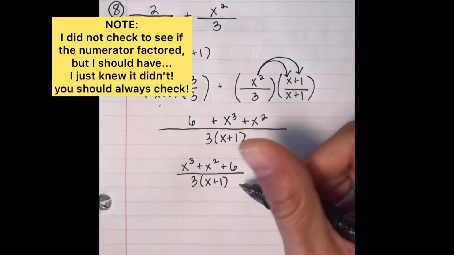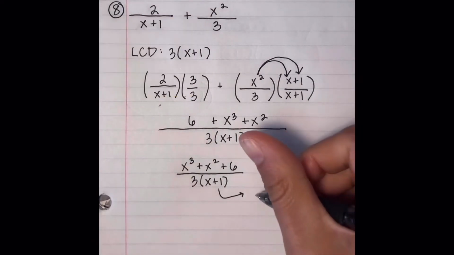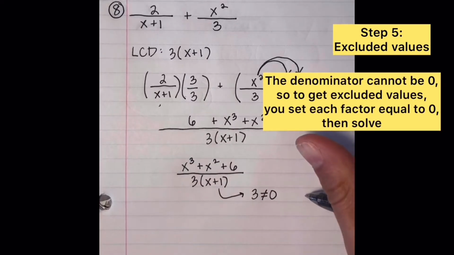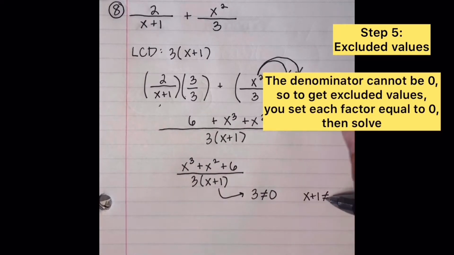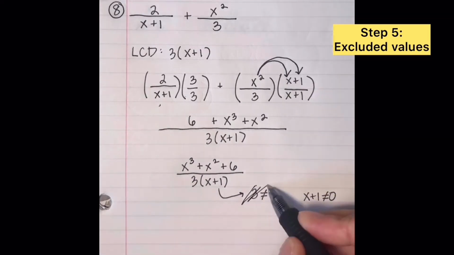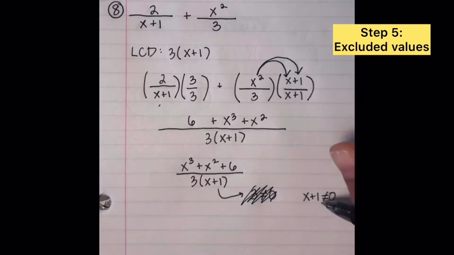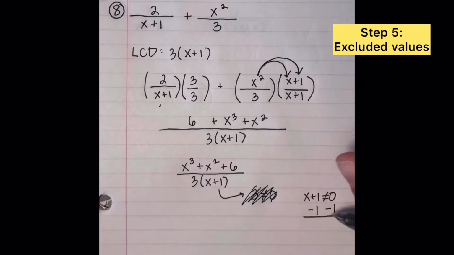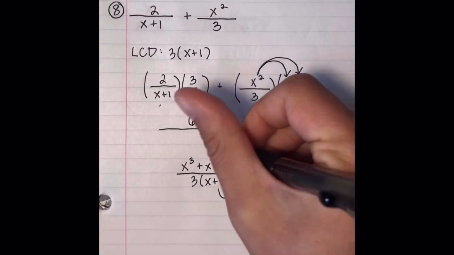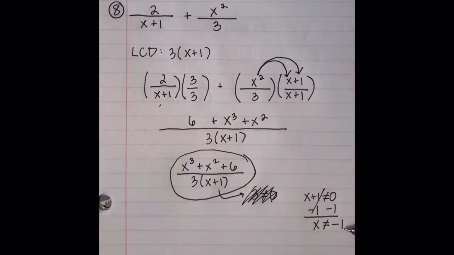Again, looking at the denominator cannot be equal to 0, so we've got 3 can't be 0, and x plus 1 can't be 0. 3 can't be 0 is kind of common sense, but it's always good to do. And then if I subtract 1, x can't be negative 1. So this right here is my final answer, with x not allowed to be negative 1.